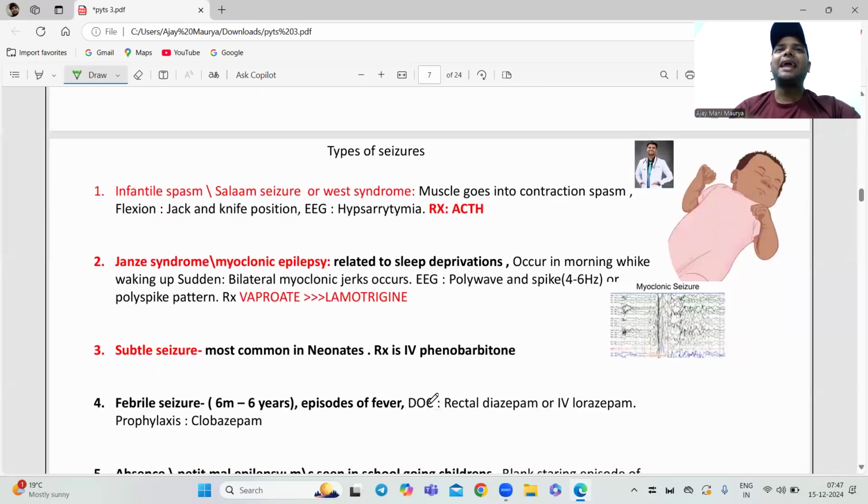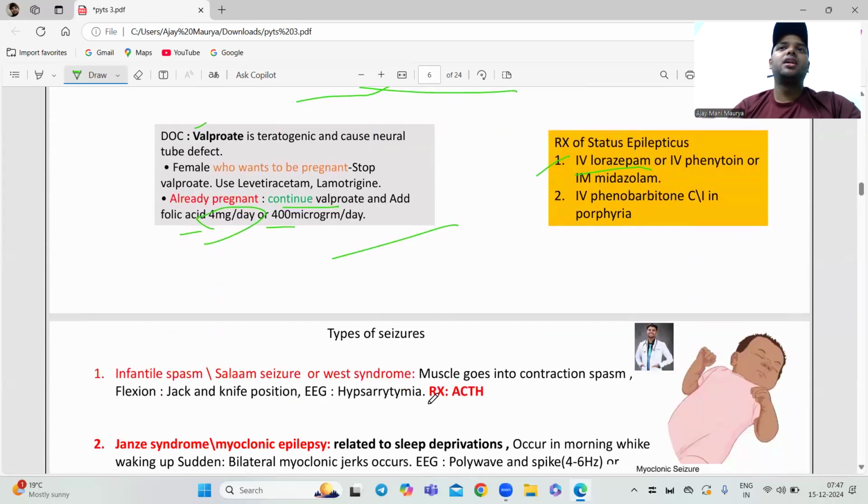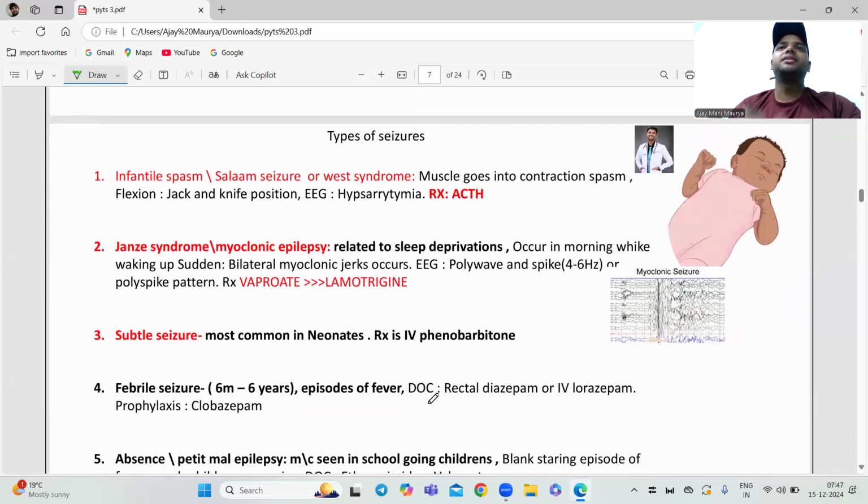Next one is the types of seizures. So guys, in the seizures we'll get one question. We completed the GTCS. See here, the infantile seizure. Infantile seizure is also called salaam seizure or West syndrome. All muscles go into contraction, spasm, and there is a jackknife position.